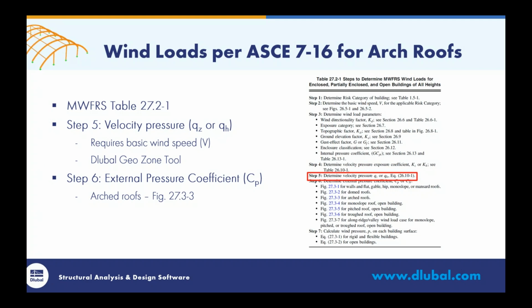The other step I want to point out is step number 6, where we need to determine the external pressure coefficient, C sub P. Well, for our arch roofs, we want to make sure that we refer to figure 27.3-3. So there is a specific procedure for arch roofs, especially when we compare that to all the different roof types here that we'd want to follow.